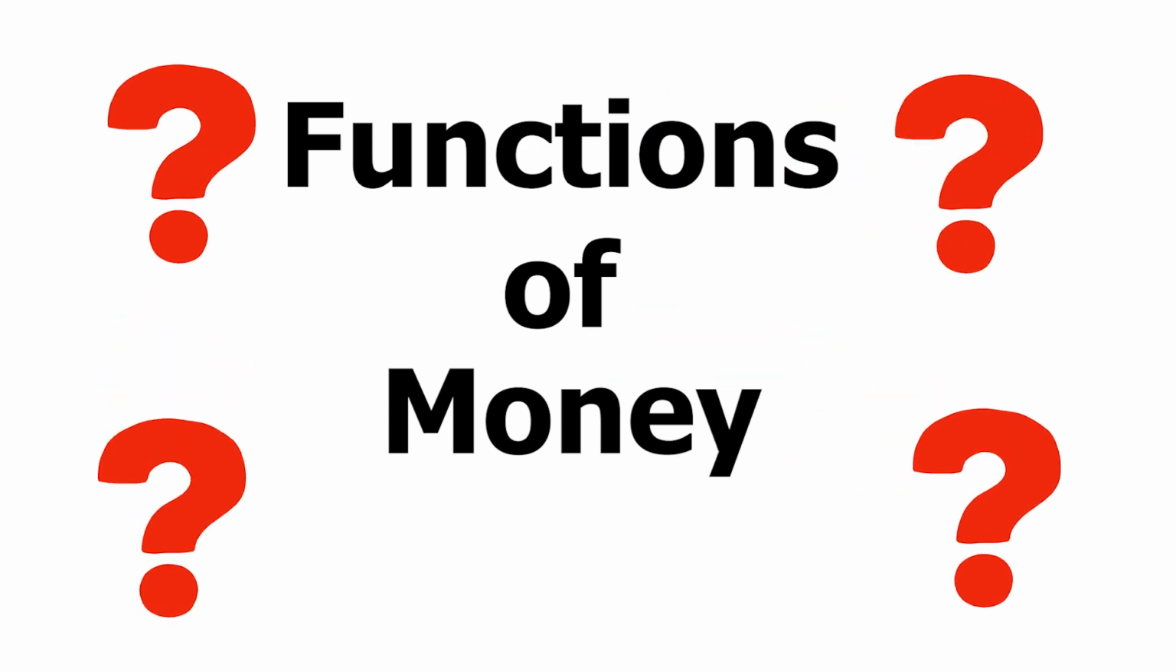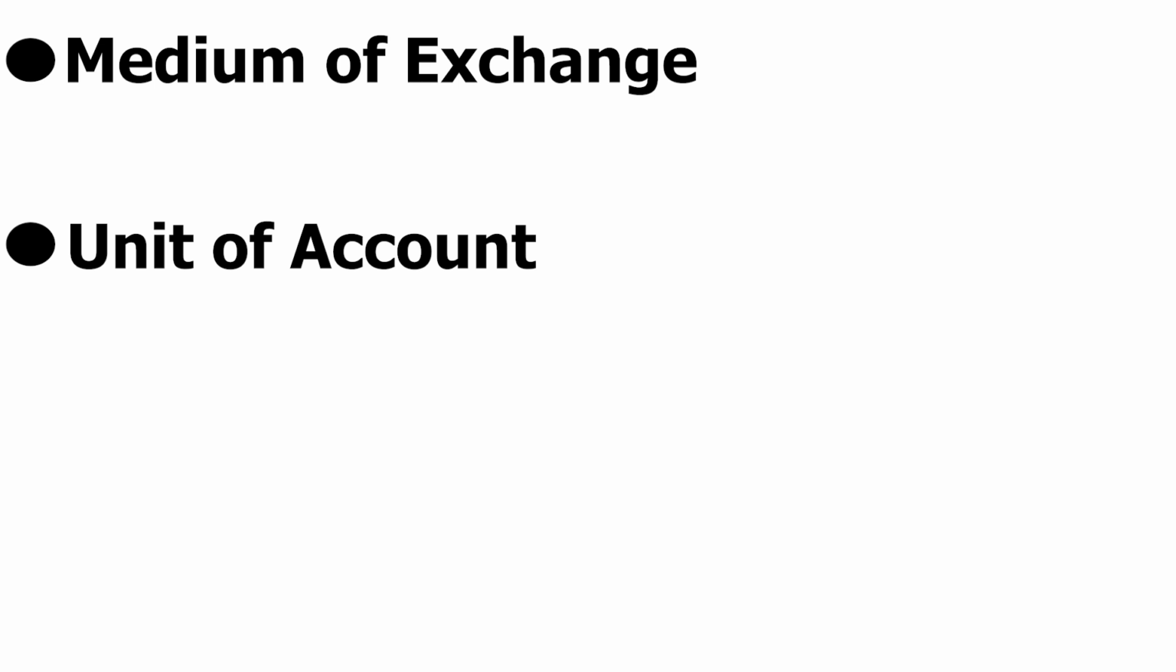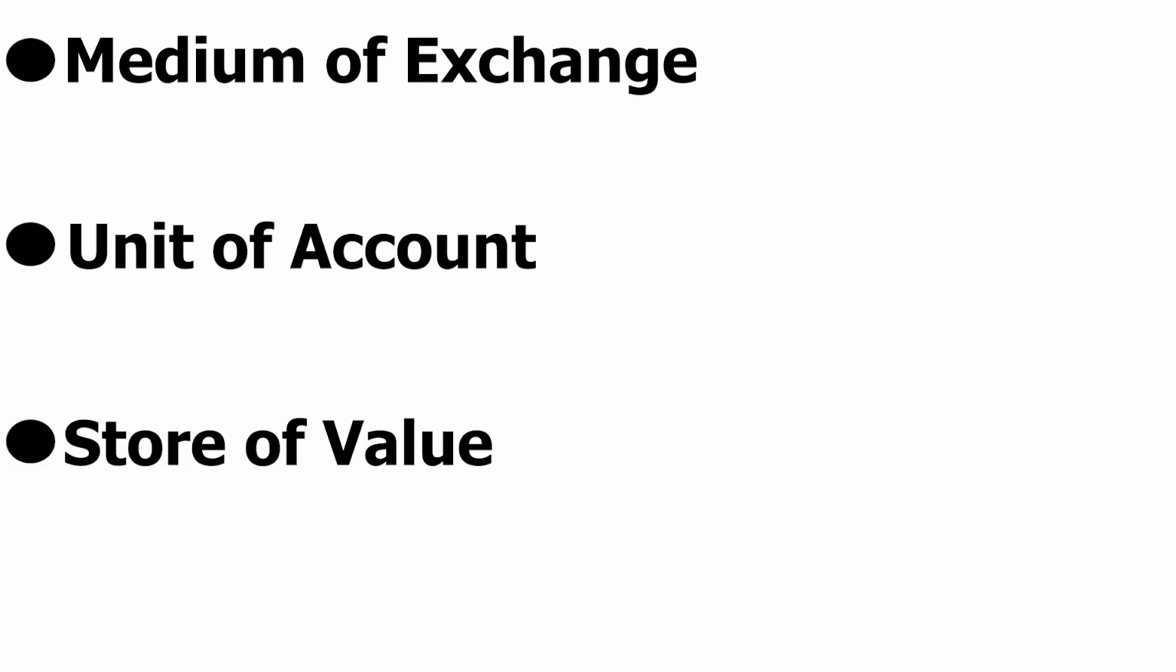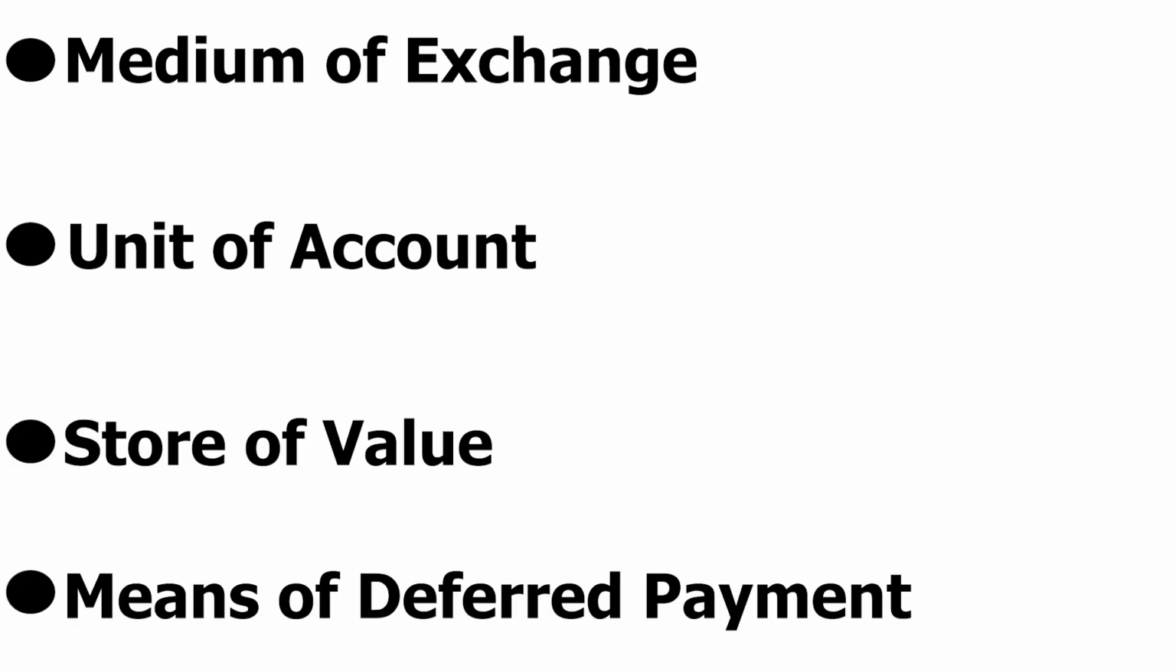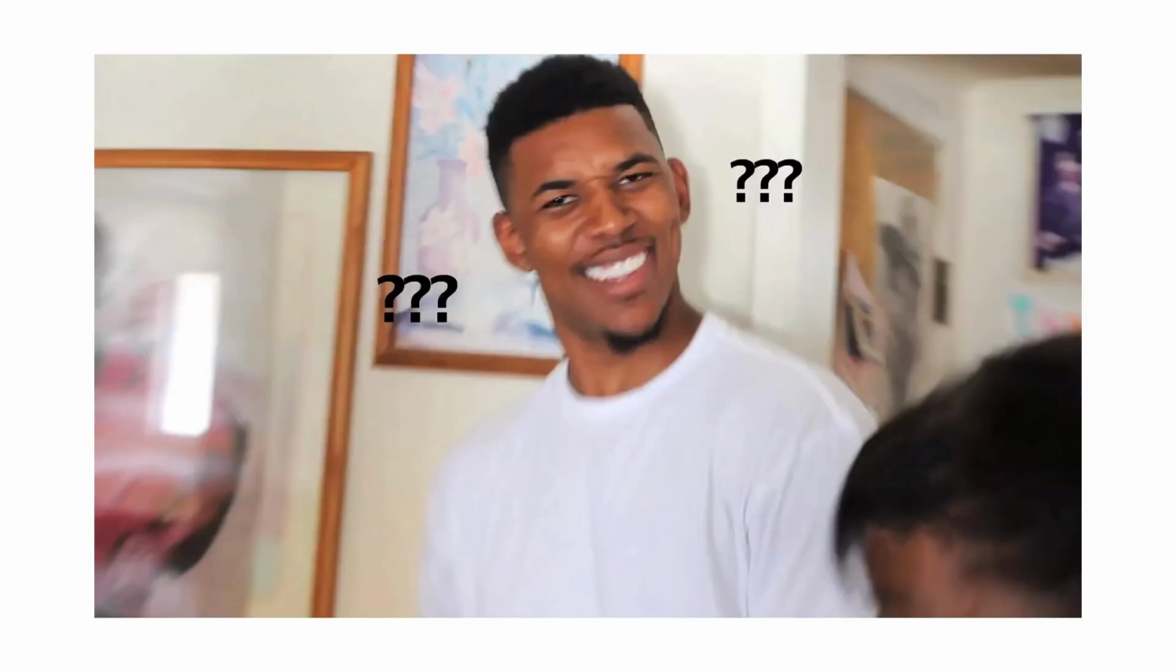But for something to truly function as money, it must serve four critical purposes. And that is the medium of exchange, a unit of account, a store of value, and a means of deferred payment. What does any of that mean? Let's find that out. So let's start with medium of exchange.